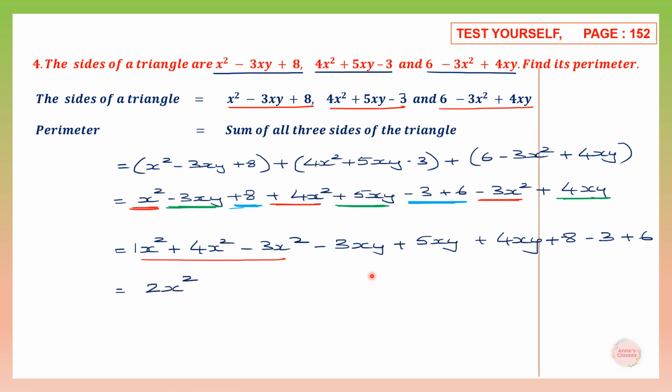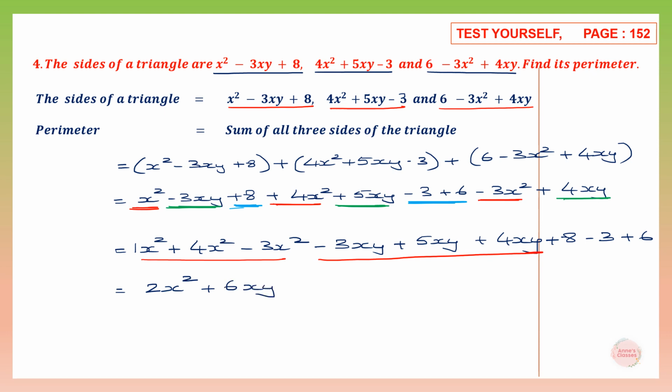Let's go to the next one. That is this one here. We have all the xy's: minus 3 plus 5 plus 4. Let's add up these whole numbers. 5 plus 4 is 9. 9 minus 3 is 6. So that is 6. You can write plus 6xy.